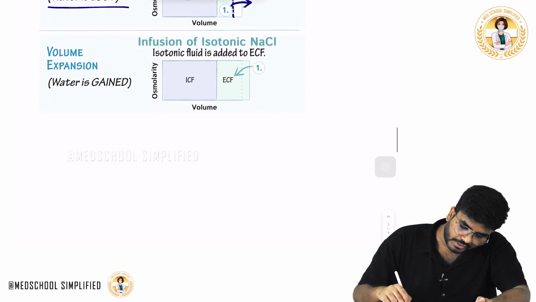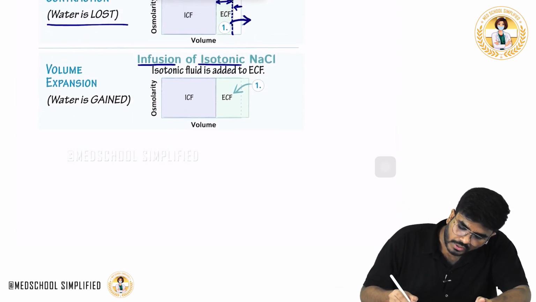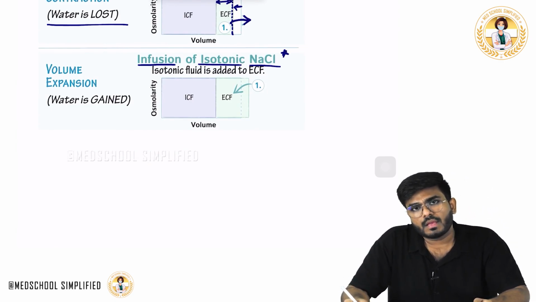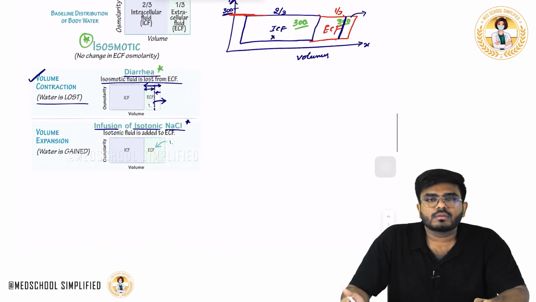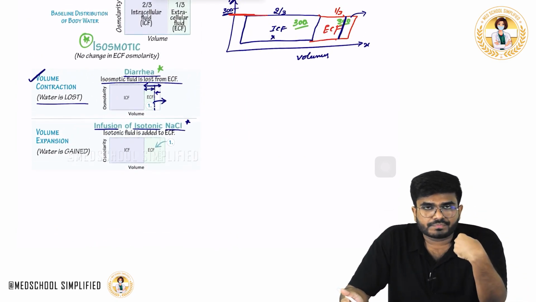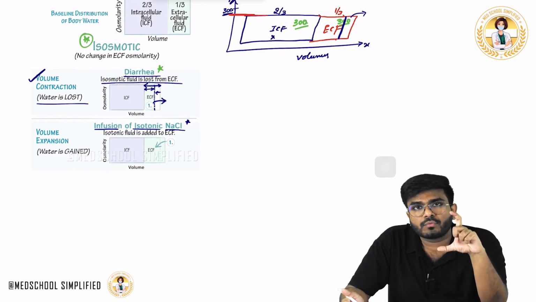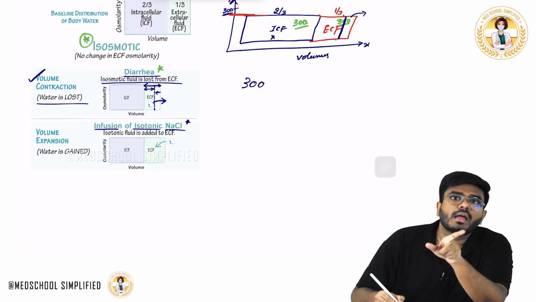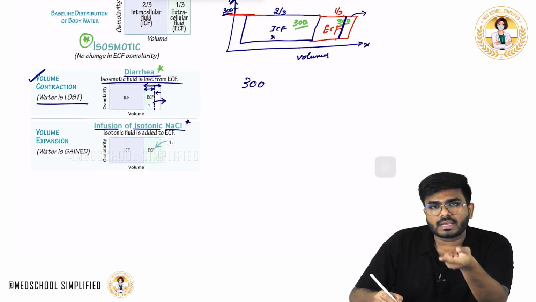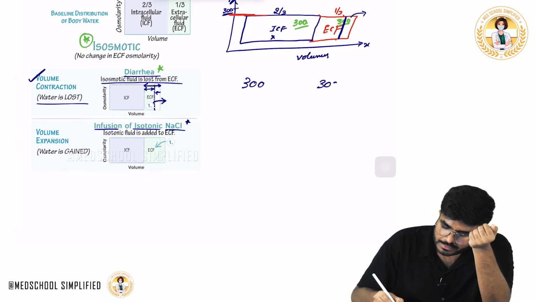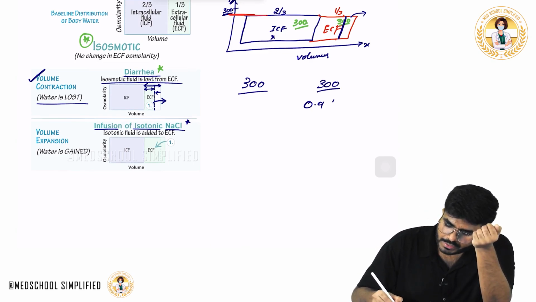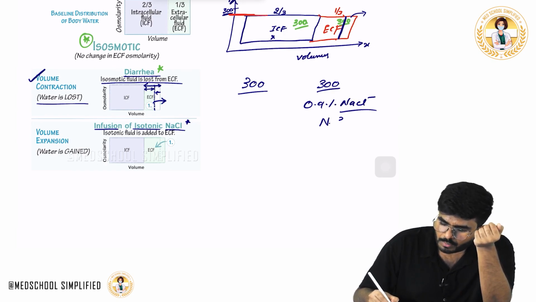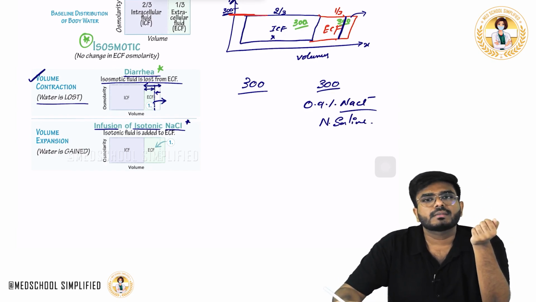The next condition which I want you to know is, if you take isotonic saline into the body, infusion of isotonic sodium chloride. What do I mean by that? Now from outside you are taking isotonic fluids. Isotonic fluid means nothing but the saline. My body osmolarity is 300 and whatever fluid I take into my body is also 300. That is 0.9% sodium chloride solution, which is called normal saline.